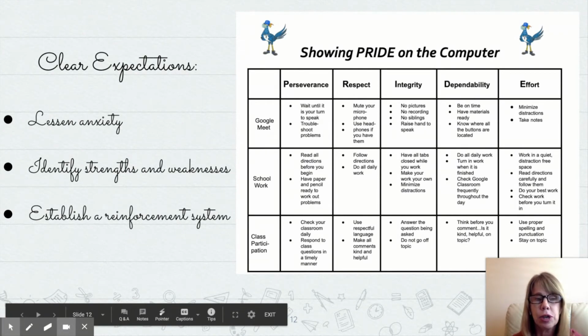Okay, so having clear expectations is going to lessen everyone's anxiety because everyone knows you're all on the same page, right? It's also going to help you to see what your child's strengths and weaknesses are, so you can emphasize the strengths and help them work on those weaknesses. And if you have clear expectations, you can create a reinforcement system that's going to help your kids to know that the behavior that they're doing is on the right track.